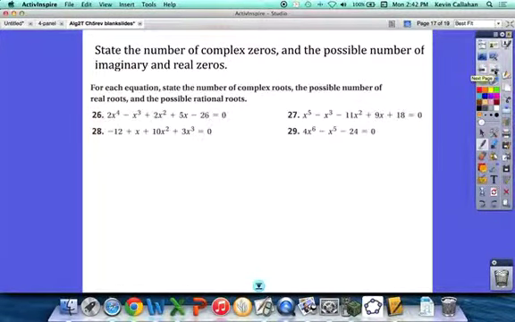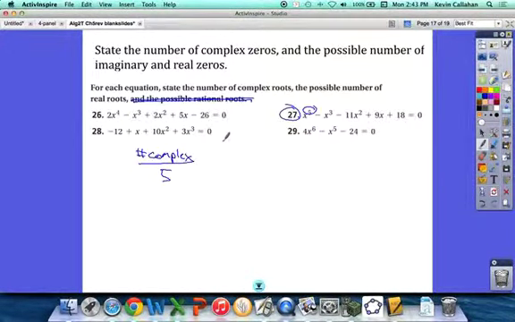Okay, remember how we came up with the number of complex zeros, the possible number of imaginary and real zeros? These are the same problems we did for homework, and we're not doing the possible rational zeros for roots. Let's say we do number 27. Right? How do you determine the number of complex zeros? Okay, we got a word for that. What do we call the highest power of the term? It's called the degree, right? So the number of complex solutions is 5.